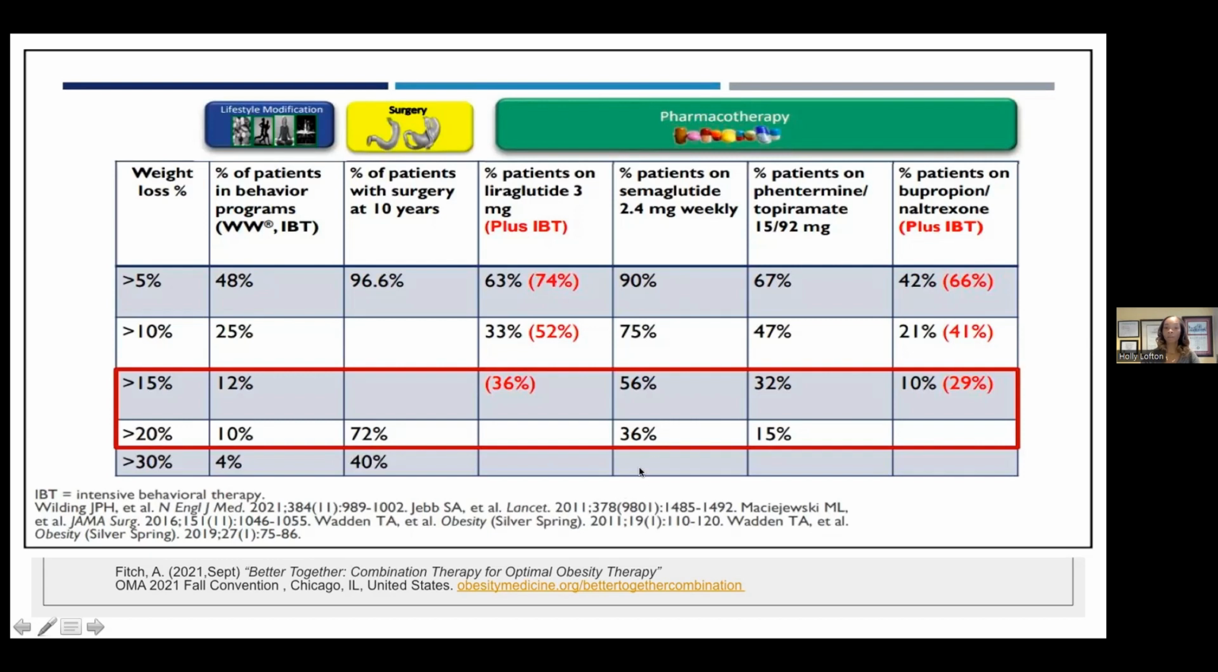Looking at 20% weight loss with semaglutide, we see about 36% of patients achieve the 20% weight loss that they desire. When looking at phentermine topiramate, another oral medication for weight management, about 67% of patients are getting 5% weight loss. When we're looking at 20%, it's about 15%. And the other medication that's indicated for weight management is bupropion naltrexone. 5% weight loss is about 66%, and about 29% of patients will achieve 15% weight loss.